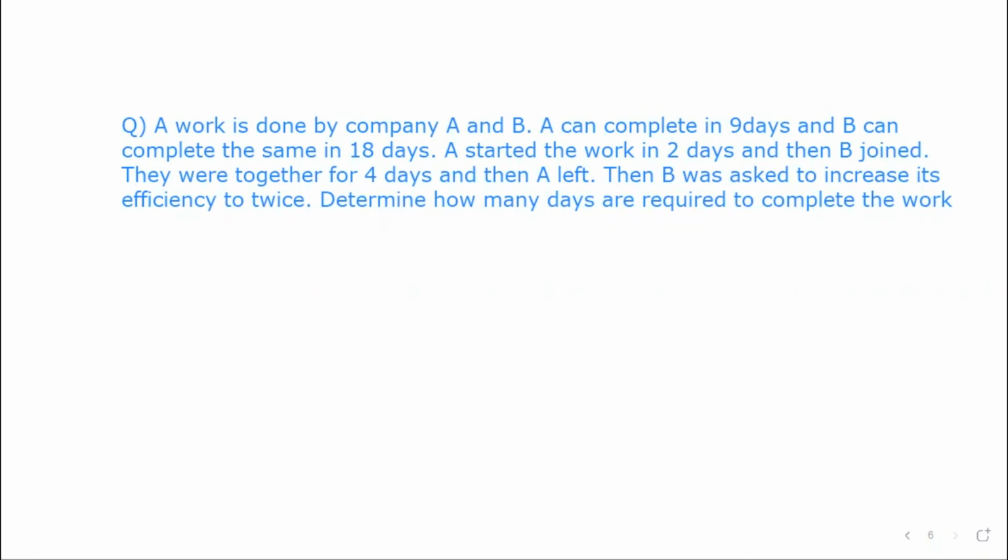So A's 1 day work is 1/9. Since A started with the work for 2 days, it's 2 times 1/9. And then B joined. B's 1 day work is 1/18. And they were together for 4 days. So it's 4 times 1/9 plus 4 times 1/18. A and B both together worked for 4 days and A left.